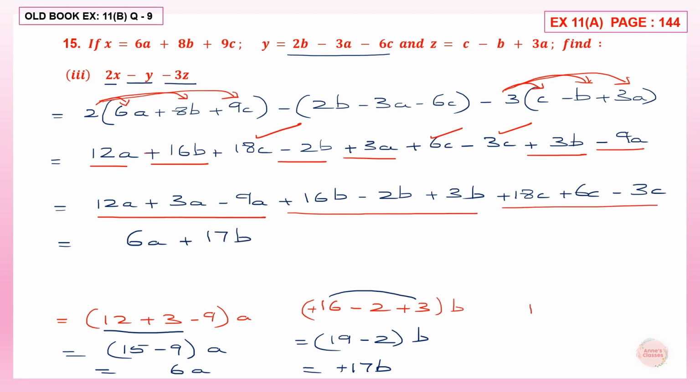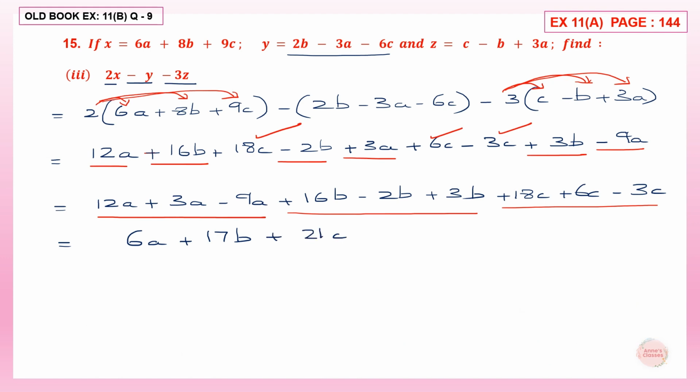Now let's take the last one. Again, only the numbers, 18 plus 6 minus 3c. Add the numbers with the plus sign. 18 plus 6 is 24, minus 3 is 21. So this is plus 21c. So we have a final answer, 6a plus 17b plus 21c.